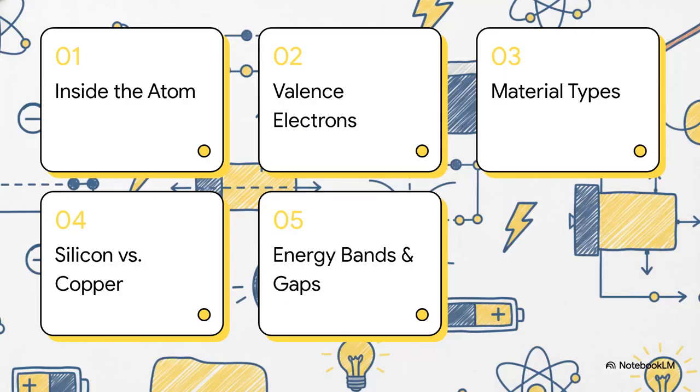So here's the roadmap for this review. We're going to start super small, inside the atom itself. Then we'll zoom in on the most important players, the valence electrons. You'll see how they're the key to sorting materials into different types. After that, we'll look at a classic matchup, silicon versus copper, to make it all real. And we'll finish up with the big one, the ultimate rulebook for all of this, energy bands.